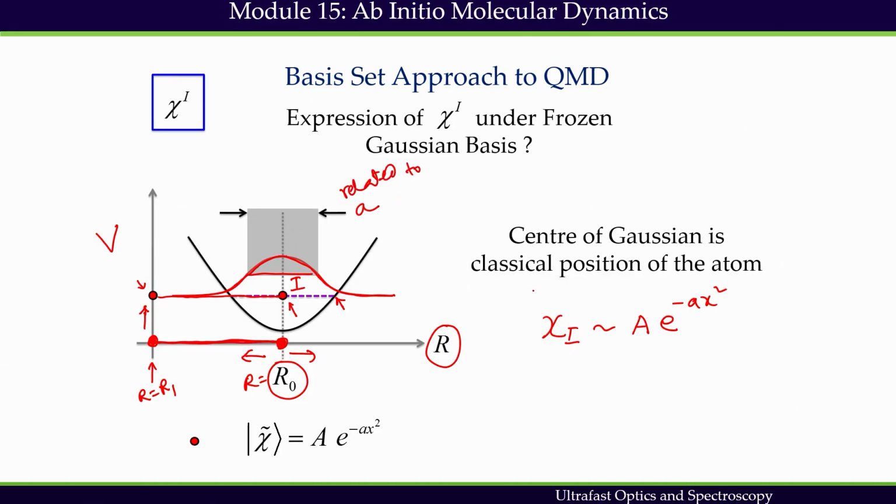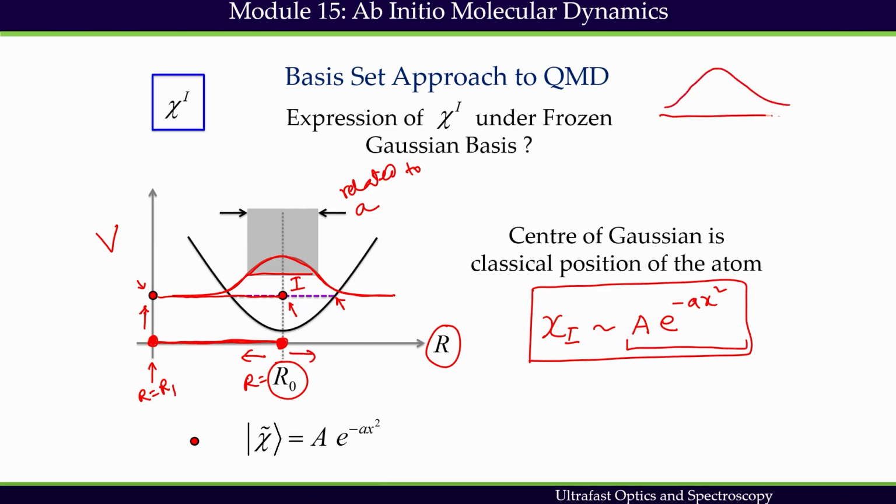So I can use a Gaussian function, a Gaussian basis, to represent the nuclear position. But the problem is that the Gaussian function is not a propagating function. It is always centered at x equals 0.